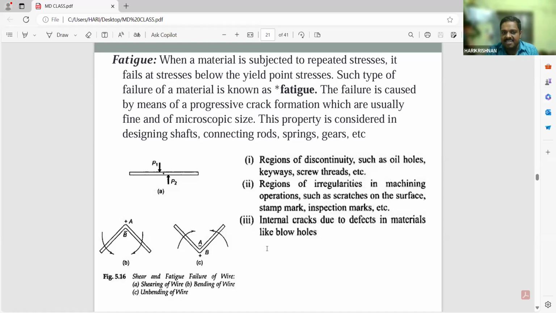This property is considered in designing shafts, connecting rods, springs, gears, etc. You have to understand that these are continuously subjected to repeated stress. In these areas, repeated stress will usually be coming, so in these areas we will be considering the fatigue load also.